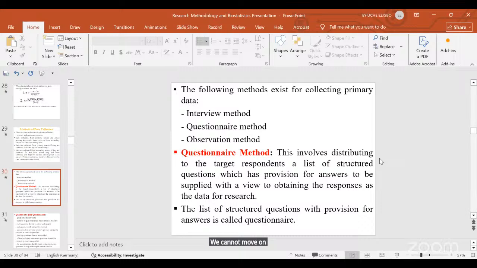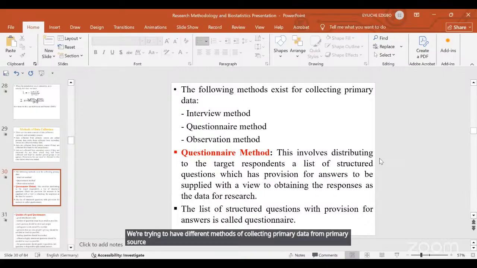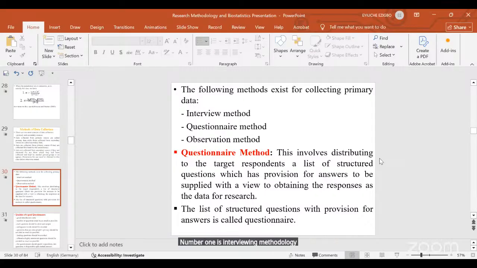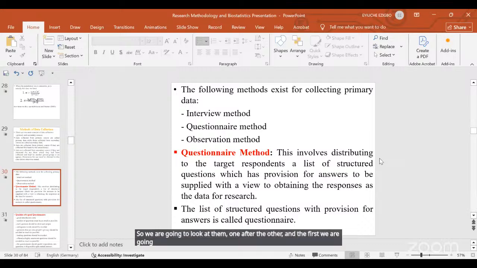The following methods exist for collecting primary data. We have different methods of collecting primary data from a primary source. Number one is the interview method. That is one method of collecting primary data from a primary source. The next one is the questionnaire method. And the third is the observation method. I hope it's clear. So we are going to look at them one after the other. And the first we are going to look at is the interview method.